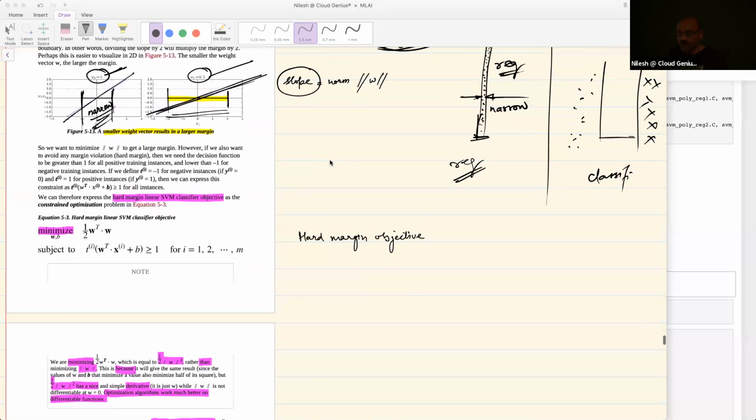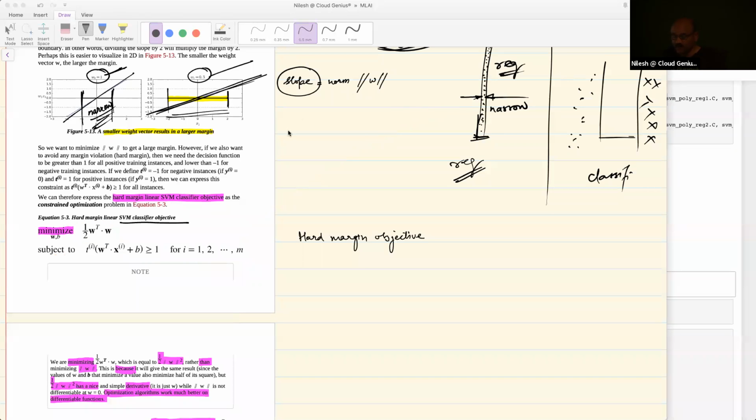So let's see the two mathematical representations of cost functions between a hard margin and a soft margin classifier. In a hard margin, the objective is to minimize this expression subject to these conditions. And that's the underlying idea behind me describing these things, which is to keep the margin narrow versus wide in a classification versus regression scenario.